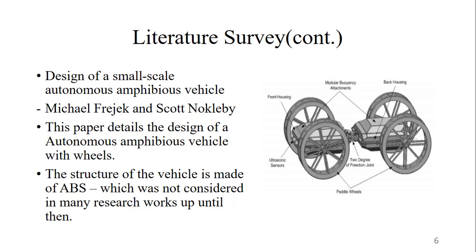Also, the autonomous amphibian vehicle, AAV, designed by Frederick and Knockleby. This is the first amphibian vehicle to use ABS. As you will see in the later parts of this report, ABS is one of the most important materials that we use in our analysis. ABS will be considered from now onwards, because it has many unique properties and it is very useful in vehicles such as these.